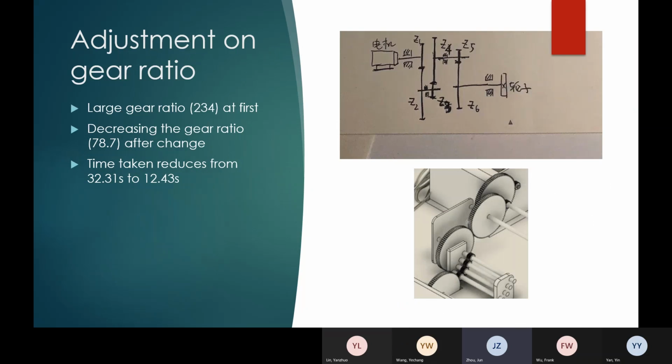For the gear ratio, at first we used 234, but we found the car was moving too slowly. Therefore, we decided to adjust the gear ratio to 78.7, and then the vehicle can complete the entire track within the required time, reducing the time taken from 32.3 to 12.4 seconds. Now let's turn to the next one.